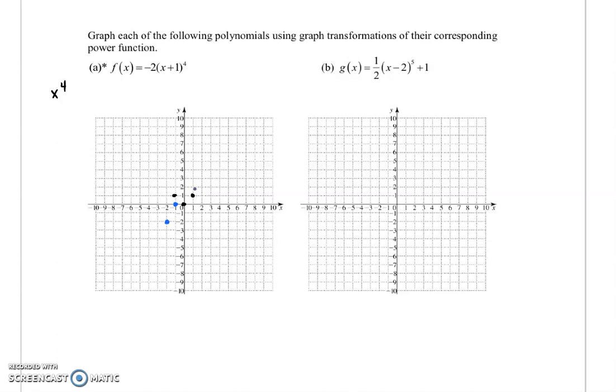Then our third point, we move it left 1. So it's at 0, 1 now. We multiply the y value by 2. That means it gets to 0, 2. And then we flip it over so it is at 0, negative 2. So here's an approximation of negative 2 times x plus 1 to the fourth.